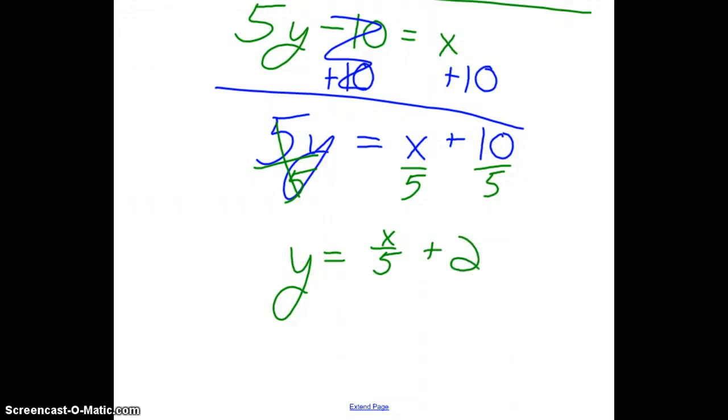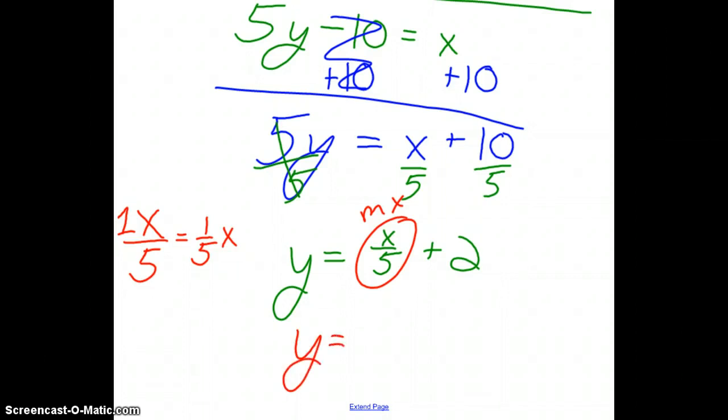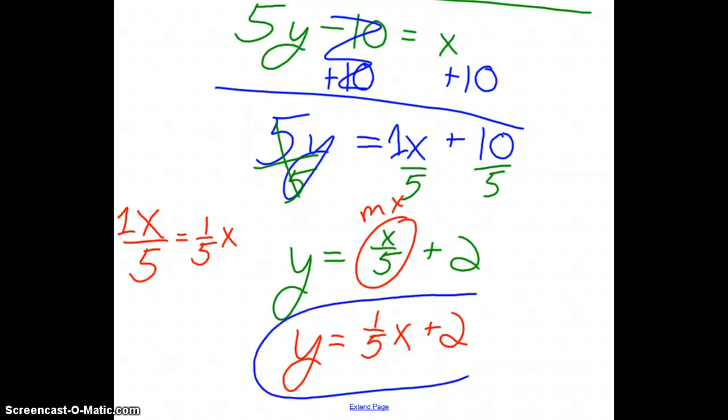This is technically solved for y, but we're working on getting it in slope-intercept form. And this is not mx, this is x over 5. The other way to think of x over 5 is 1x over 5, or 1/5 times x. So I'm just going to rewrite it a little differently. Y equals 1/5 x plus 2. That's nothing new from the other problems we did. I could have stuck my 1 in up here to start with and had 1/5 as well. Either way, this is my answer written in slope-intercept form.